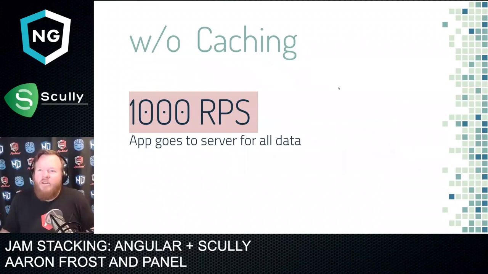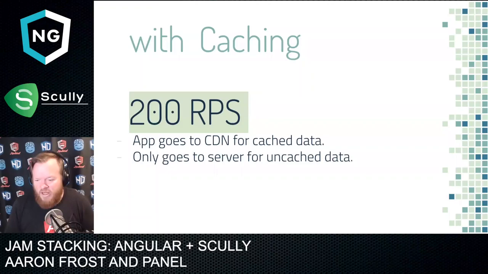I want you to imagine your website without caching of the API calls, and your server is getting about 1,000 requests per second. The app has to go to the server for everything, right? All the calls have to go to the server. If you throw caching of your API into your app, then maybe it goes down to 200 requests per second, because the data you cache during the build time, okay? A lot of us have data that isn't unique to users. It's unique to the page they're on, and that can be cached during the build. So if your server got 80% fewer requests in production, that sounds pretty amazing, right? To me, that sounds fantastic.